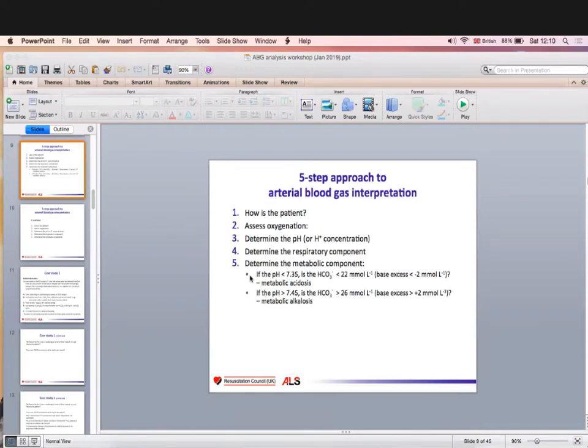Sir, I have a question. Yeah. FiO2 is 20%. In a normal person also, we inspire 20% oxygen. So how does it come to 75 millimeters of mercury? That's a rough estimate.